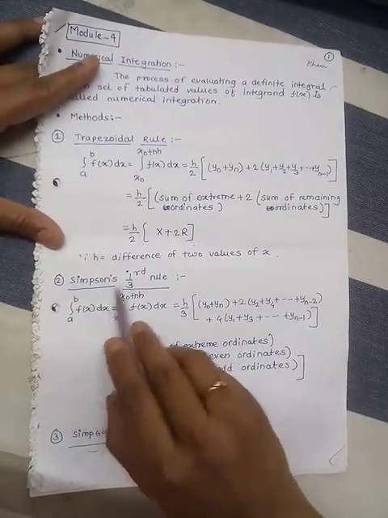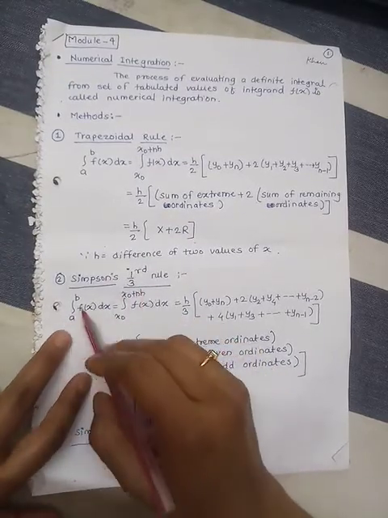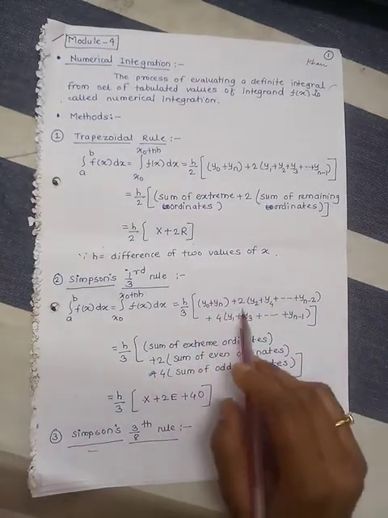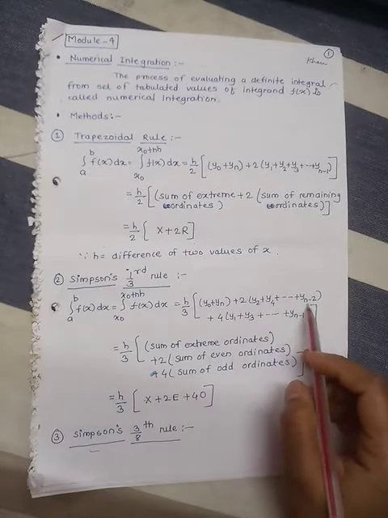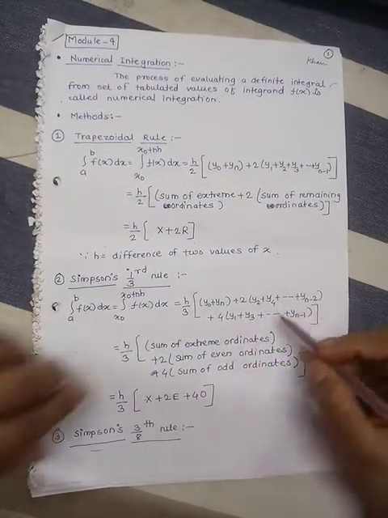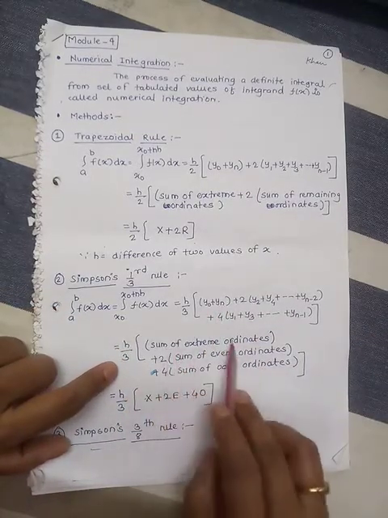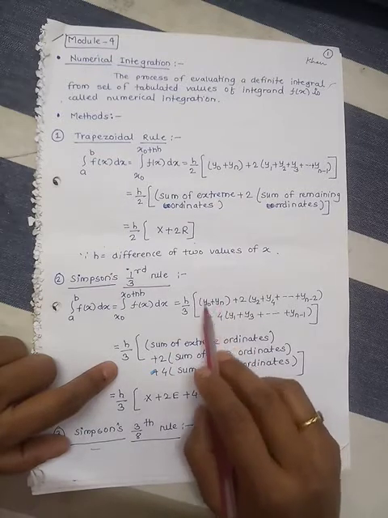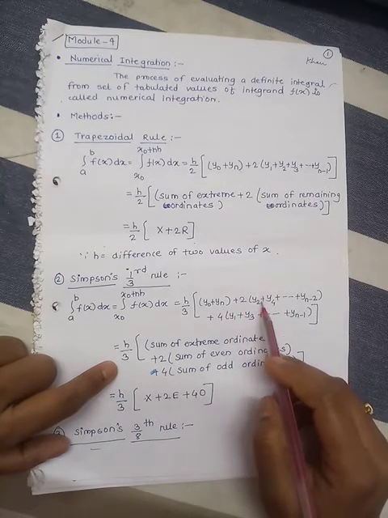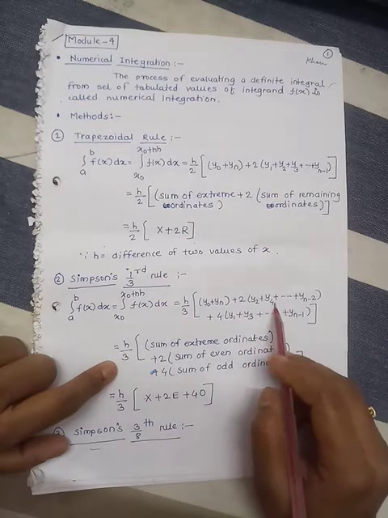Then the next rule is Simpson's one-third rule. Simpson's one-third rule states that integral from a to b f(x) dx is equal to h by 3 in brackets (y0 plus yn plus 2 times (y2, y4 etc. up to yn minus 2) plus 4 times (y1, y3 etc. up to yn minus 1)). Or h by 3 in brackets: the first bracket is the sum of the extreme y values, the end y values, plus 2 times, where in this bracket you can see the suffixes are 2, 4, 6, 8 etc., that is even values of y.